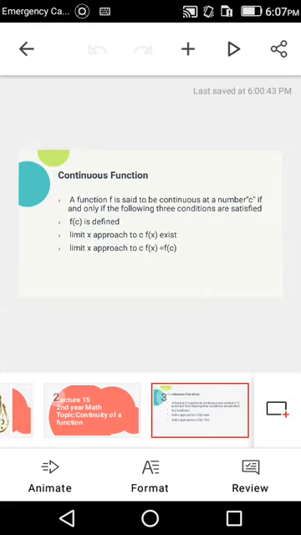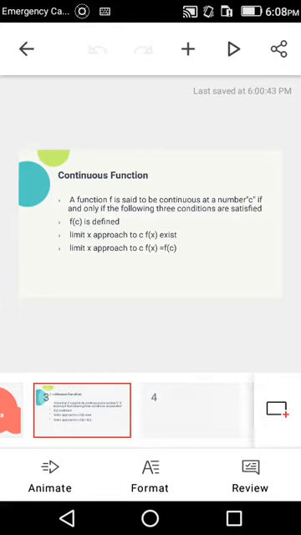The first condition is that f of c is defined. It means the given function is defined at the given constant, at the given number, the value of c. The second condition is that limit x approaches c, f of x exists. What is meant by f of x exists, we will discuss later on. And the third condition is that limit x approaches c, f of x is equal to f of c. It means that in the given function, the answer obtained by putting the limit should be equal to the answer when we put that constant into the given function.